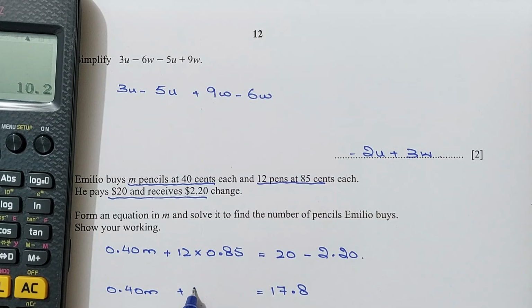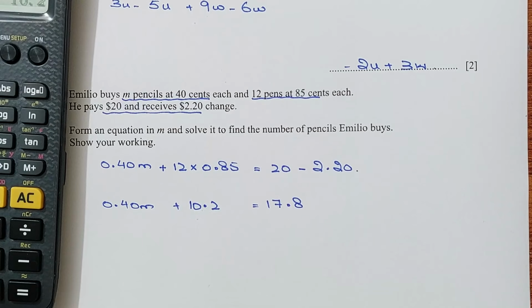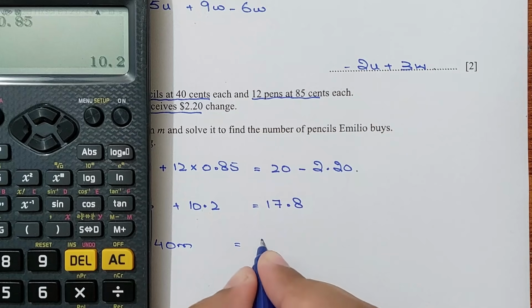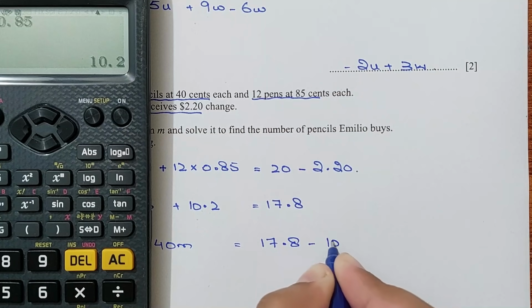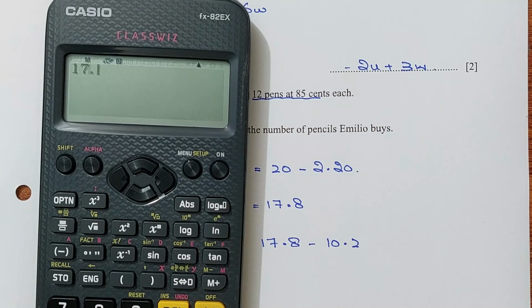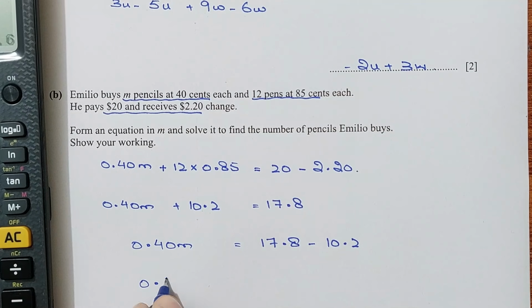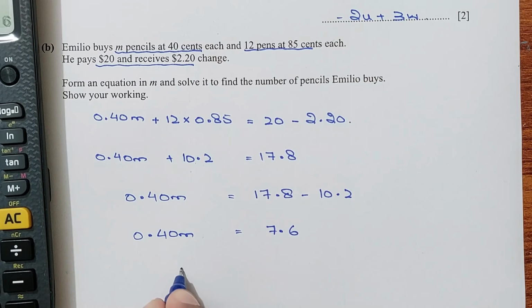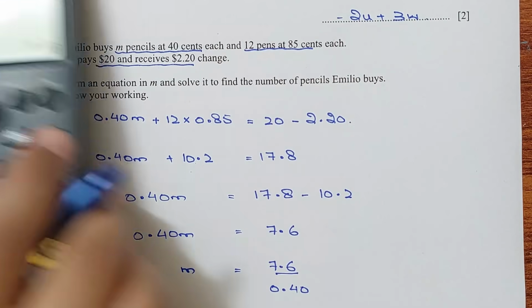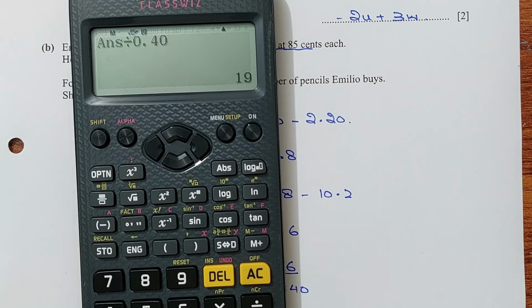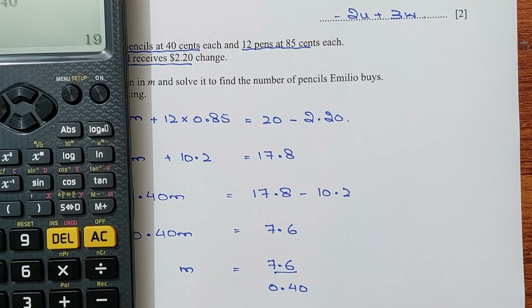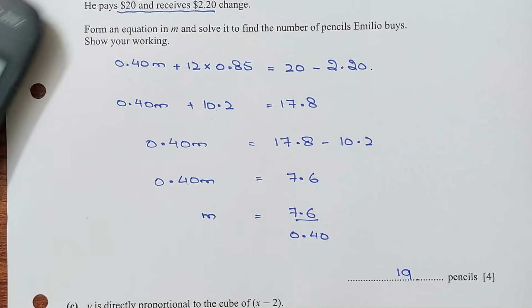10.2. Okay, for this simplification, 0.40 M equals 17.8 take away 10.2, this is 7.6. 0.40 M equals 7.6, and M is 7.6 divided by 0.40, this is 19 pencils. So the total number of pencils is 19, right?